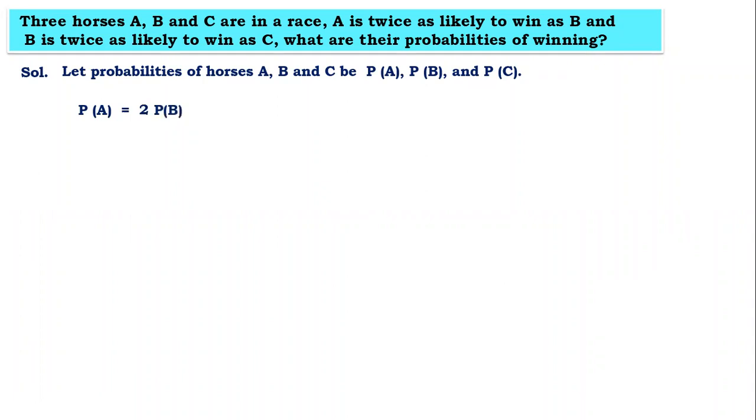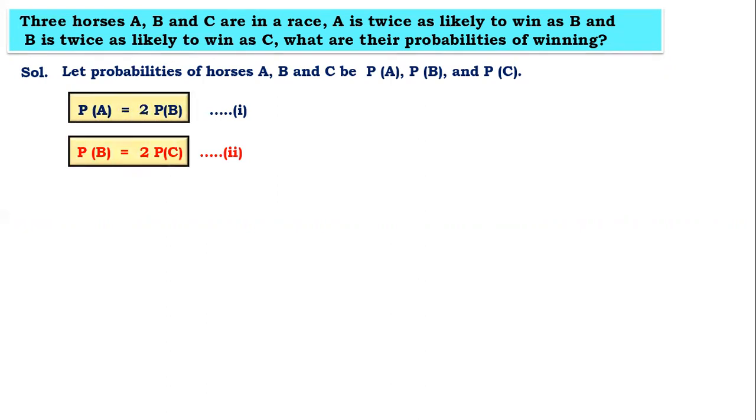Let us name it equation number 1, very important. Now, if you look at the statement, follow the arrow on the screen. B is twice as likely to win as C. So I can say P of B is twice P of C. Now name it equation number 2. Now students, these are two very important statements. I'll put it in a box and highlight it.